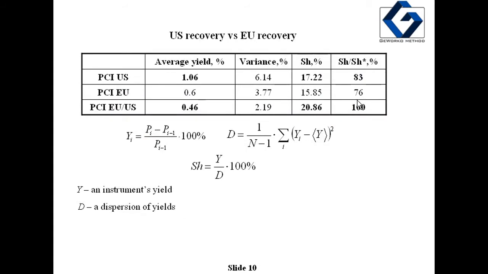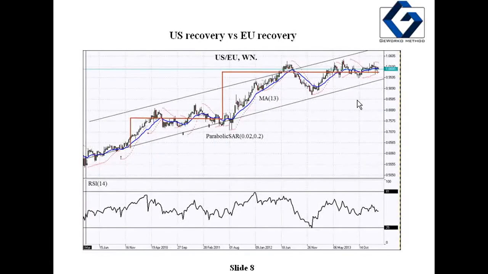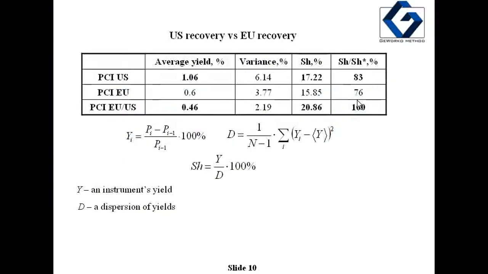Here we represent a summary table of the characteristics for two recovery trends. The considered period is March 2009 till February 2014. The third line of this table corresponds to the parameters of the relative index that was created using the GeWorko method. The first column shows the average yield of the instrument.